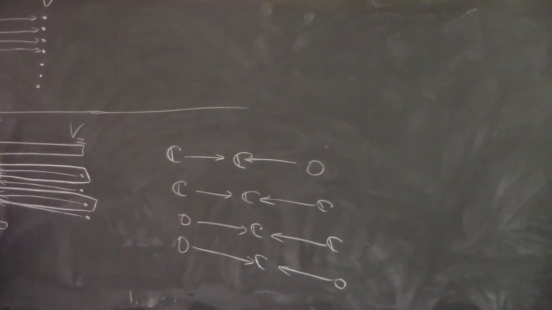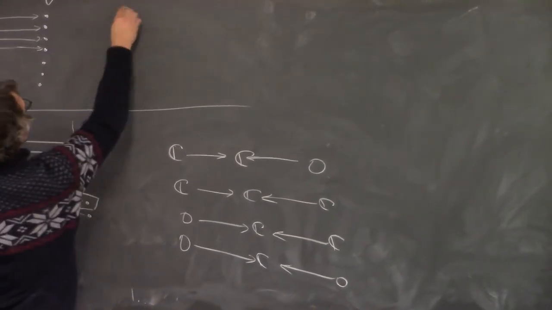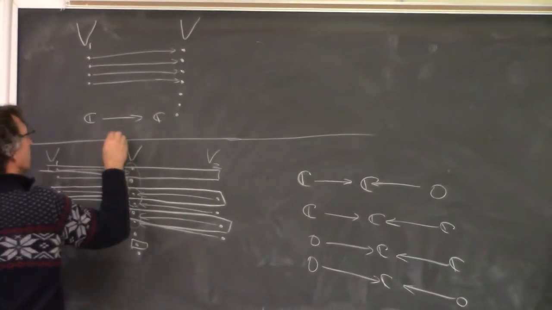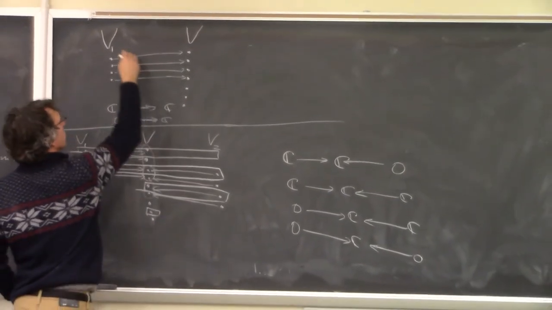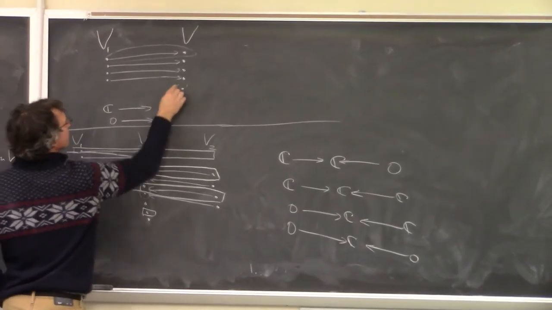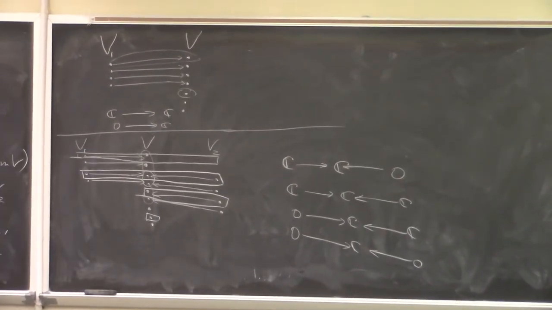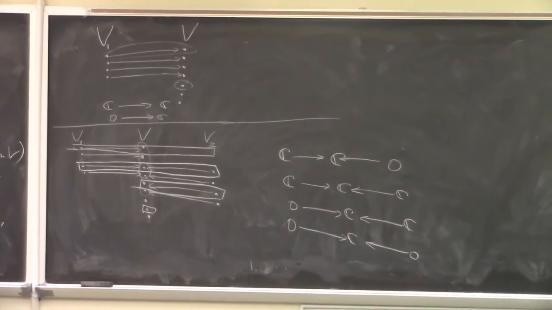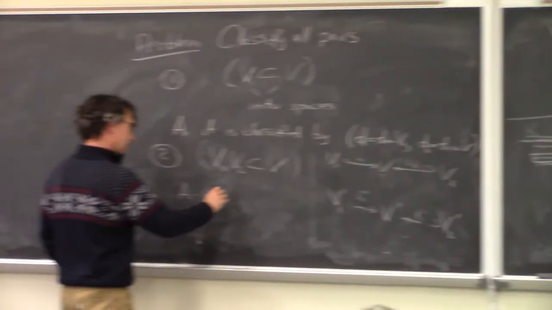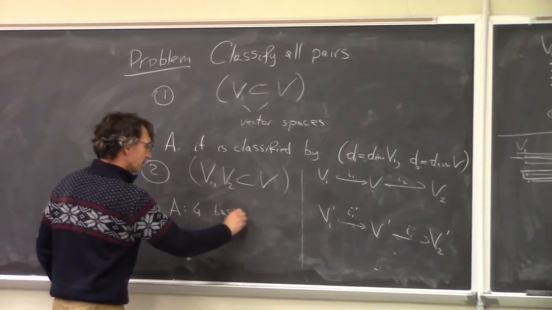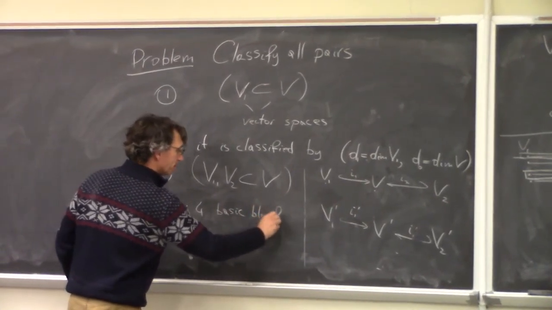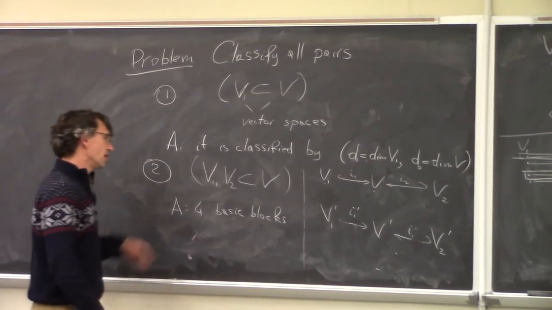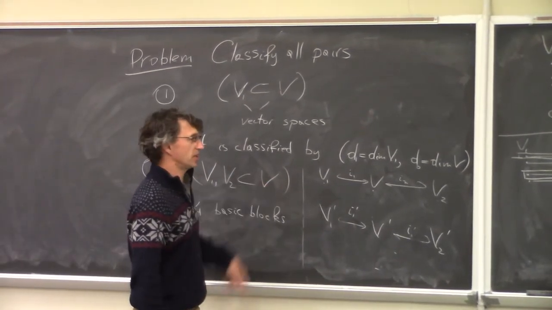Okay. And similarly, here you have just two possible blocks, C and 0 to C. Corresponding, that's one of them, that's another. Okay. Fine. So the answer is that there are four basic blocks, and anything is obtained by combination of them, which in particular means that once I fix the dimension, there are only finitely many possibilities.